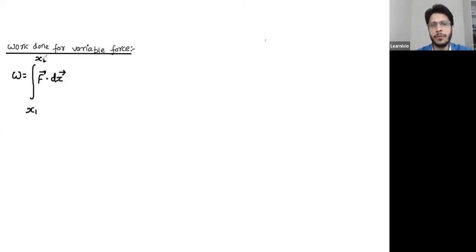If you have a variable force, then you will first calculate work done for a very small displacement dx. Then you will integrate it from the initial to the final position. So that's the entire expression of work done: integral from x1 to x2 of F dot dx. We use this expression if your particle is moving along the x-axis.